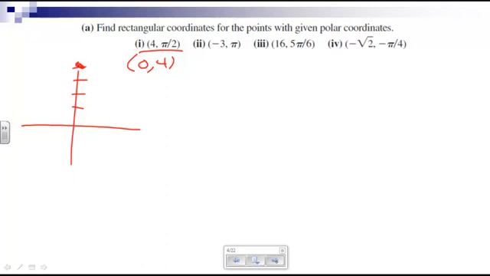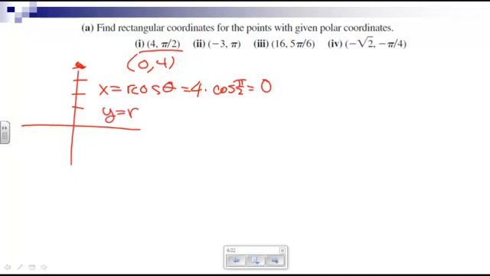Do you want to use that other function for that as well? What is that? X is equal to r cosine theta. In this case, r is 4. And cosine of pi over 2 is 0. 4 times 0, okay? Oh, 0, 0. Très bien.